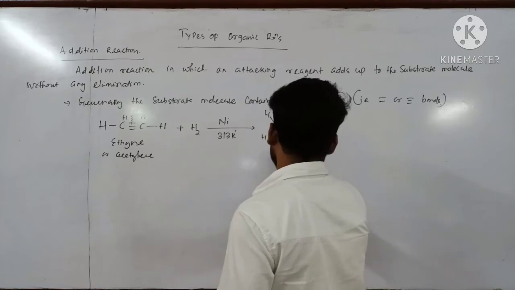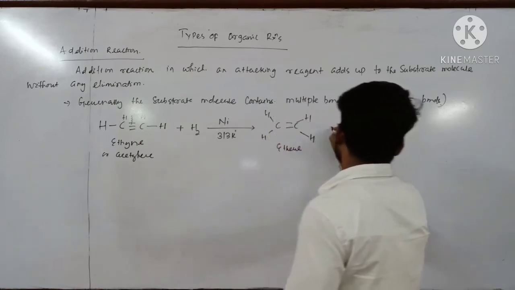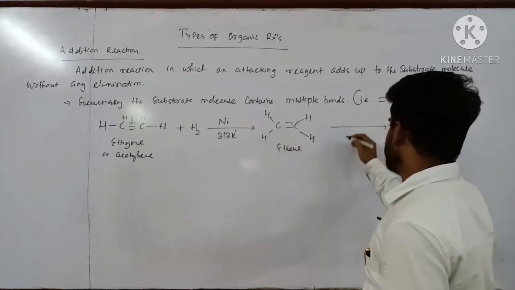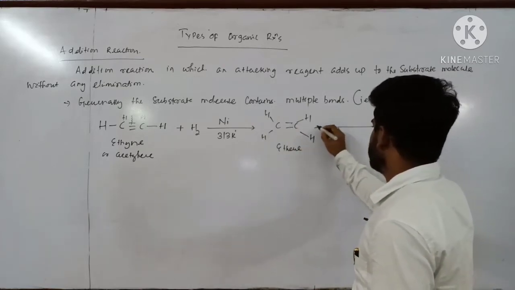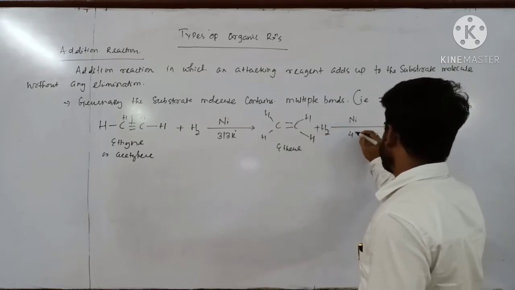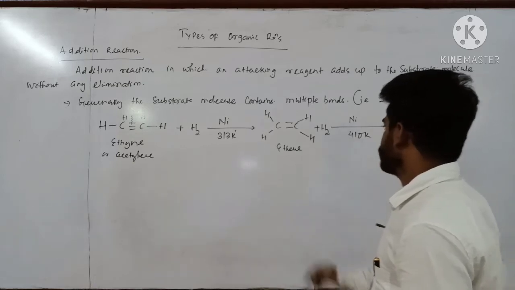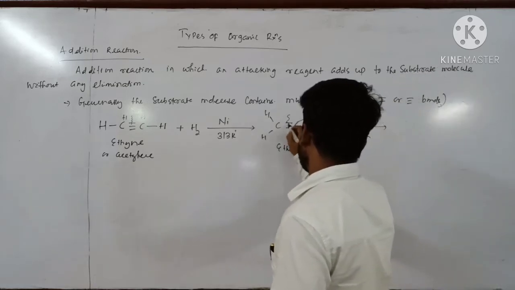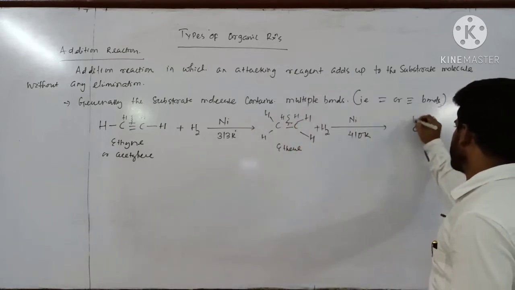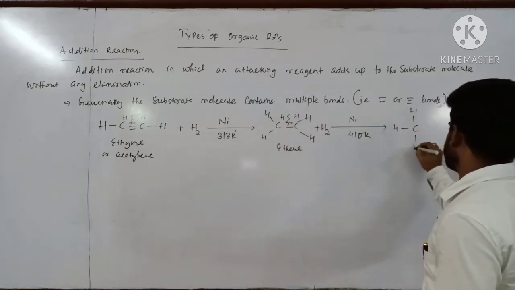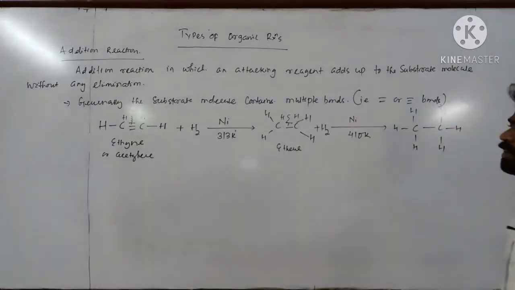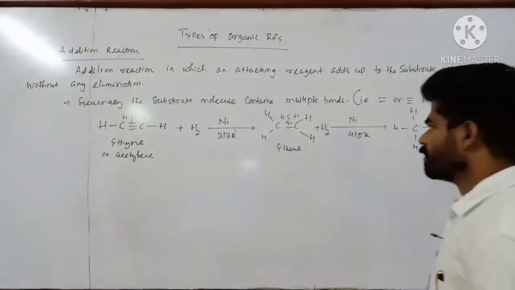This is ethene. Again, since it contains one pi bond, addition may take place. 1 mole of hydrogen, again nickel catalyst. So here you see, this one is sigma, this one is pi. Pi bond breaks, one hydrogen over here, one hydrogen over here. So finally you are getting an alkane. You see, there is no elimination of any group, only addition takes place.